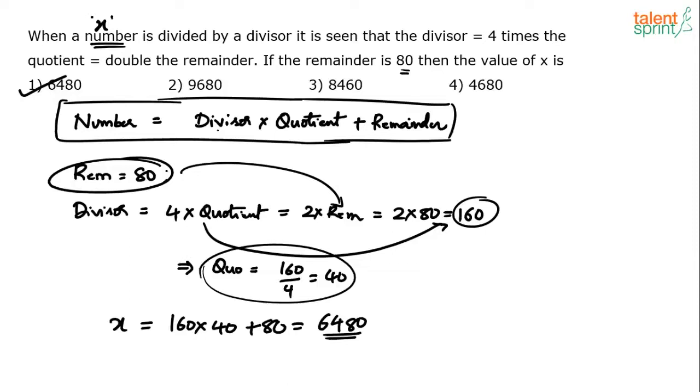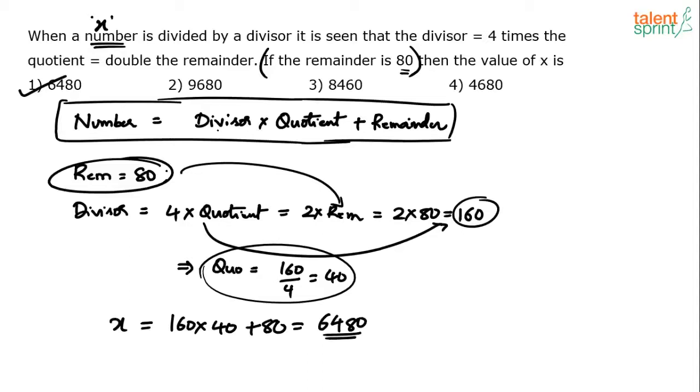Other techniques can also be applied, but the only data given in the question is that the remainder is 80. With the remainder being 80, I cannot do anything with the options. I can only subtract 80 from the options and find out what the dividend there is.